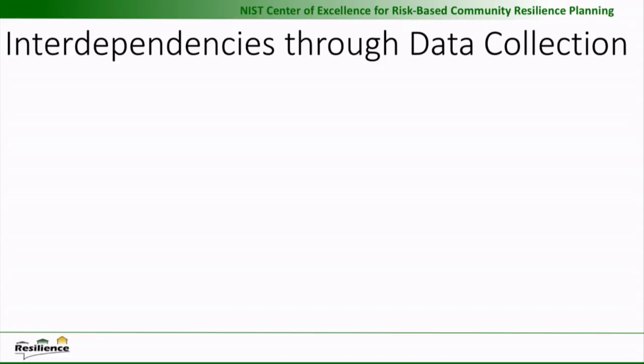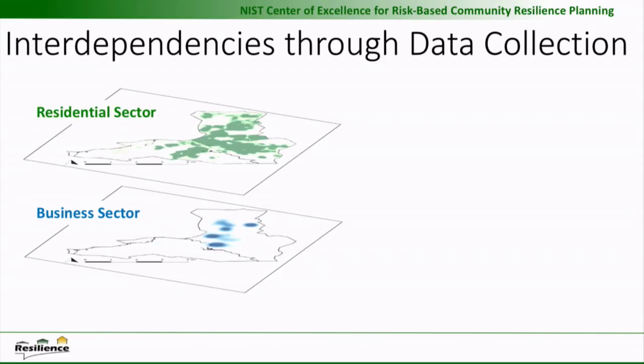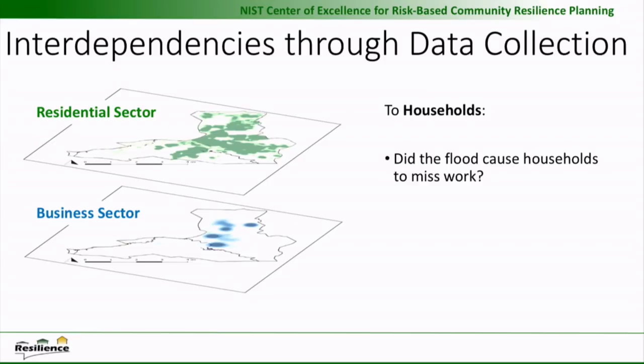So in order to look at interdependencies through data collection, we're going to talk about how some of these different sectors are linked, and then how we went about developing methodology that would help us assess these linkages. So here we are looking primarily at the residential and business sector and trying to understand how the recovery of households and businesses are linked. So residents need work in order to stay in their community. They need a job and a place of employment, and the businesses need employees.